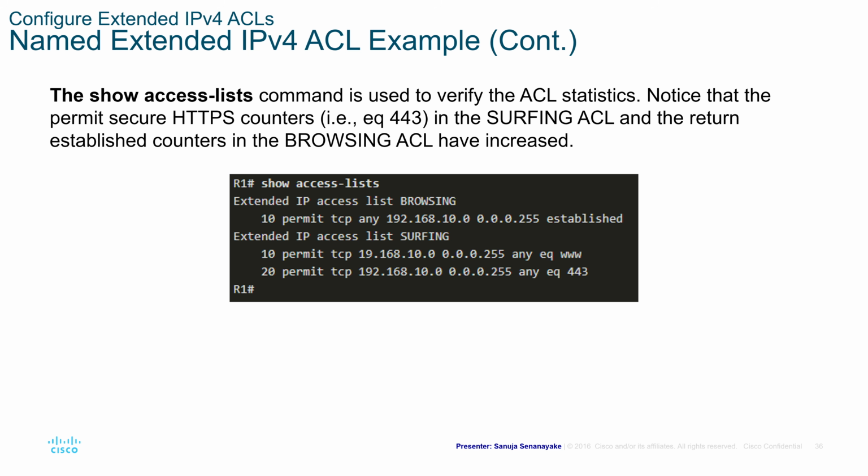The show access-list command is used to verify the ACL statistics. Notice that the permit secure HTTPS counter, which is 443 in the surfing ACL, and the return established counter in the browsing ACL have been increased. You can see that in here as well. Again, I will actually show you all of these in a lab demonstration.